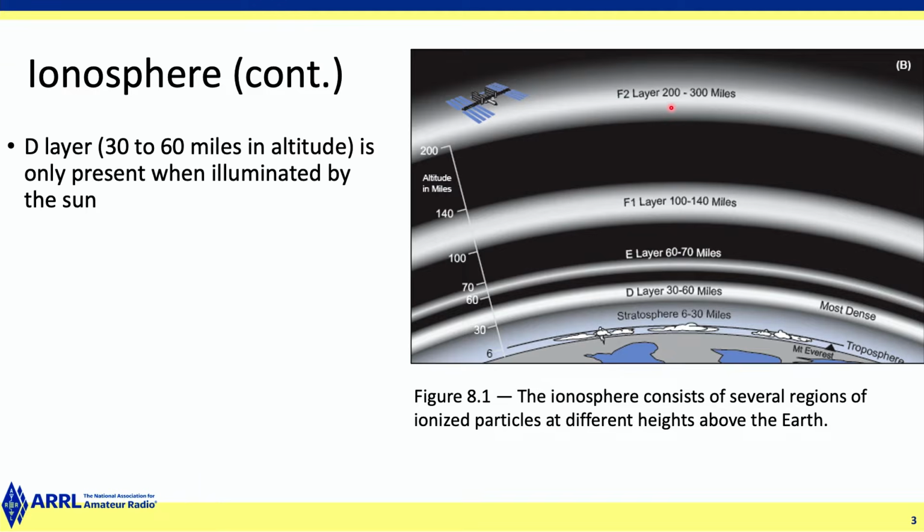The D layer, because the molecules of gas are so close together, is only present while it is being actively ionized. So as long as UV radiation is hitting it, or the ionizing radiation is hitting it, you're going to get ionization. The D layer will be ionized. When the sun is not present, the molecules come back together, they collapse, and you no longer have the D layer. So the only time the D layer is present is during the day. It disappears at night.